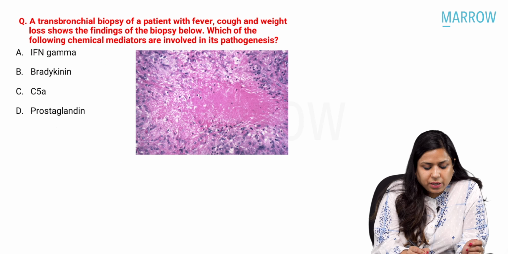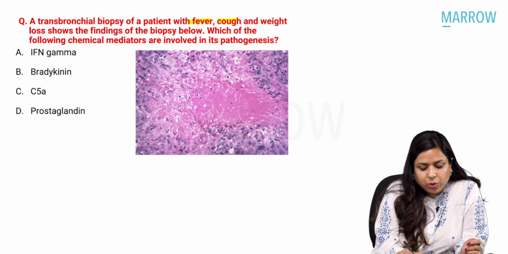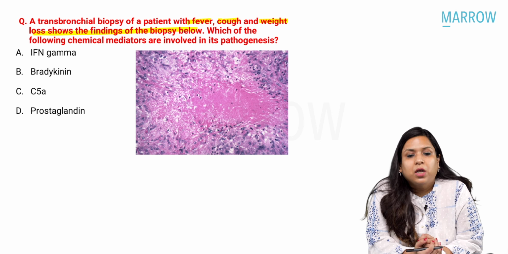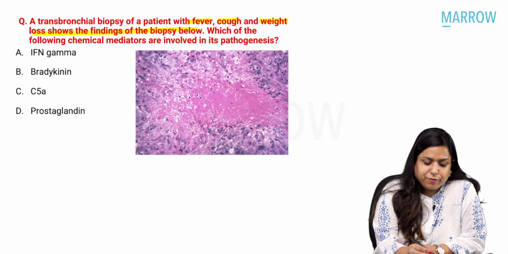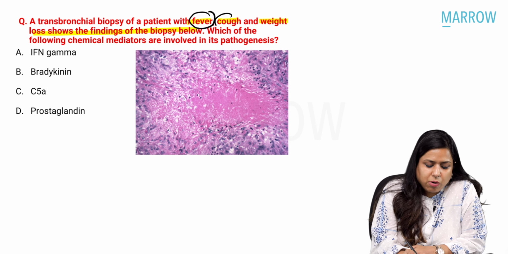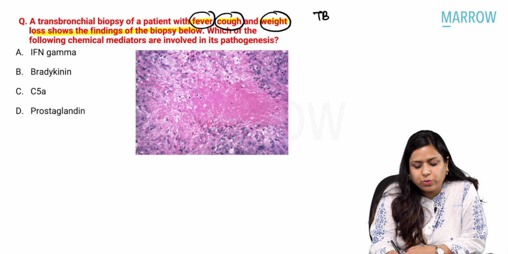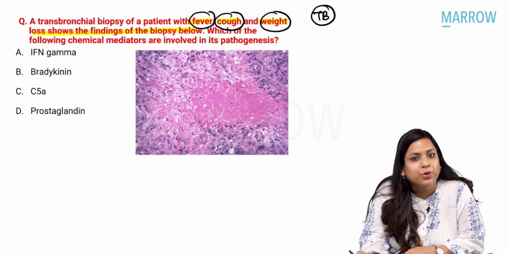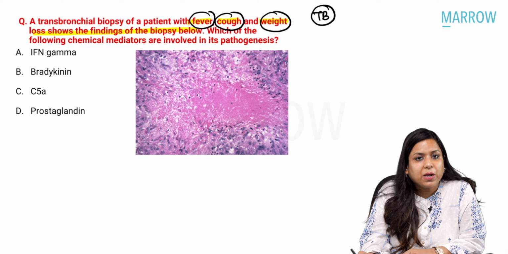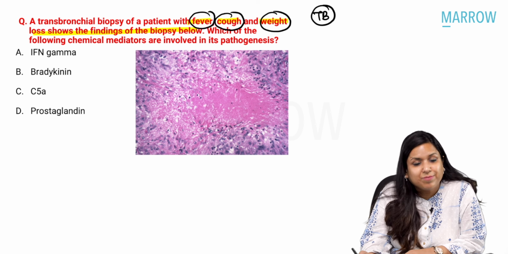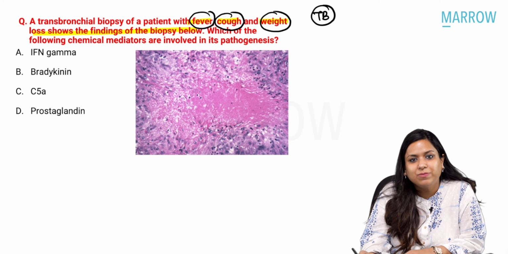A transbronchial biopsy of a patient with fever, cough and weight loss shows the finding of the biopsy below. If you get this question on fever, cough and weight loss, in India, the first diagnosis which I think about is tuberculosis, right? They have given you a biopsy picture, and what do you see on this biopsy picture, students? Do you think it is a granuloma? Right, I showed you this picture n number of times.